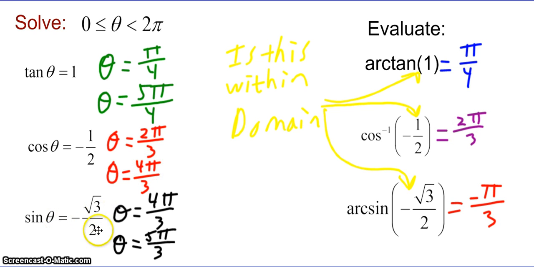Sine of theta equals negative root 3 over 2. Theta is 4 pi thirds and 5 pi thirds. The arc sine of negative root 3 over 2 is negative pi thirds, because remember, our range for the sine inverse function is negative pi halves to pi halves. So negative pi thirds is a coterminal angle of 5 pi thirds, but 5 pi thirds is not within the range of the arc sine function, so our answer is negative pi thirds. This is the one and only correct answer.